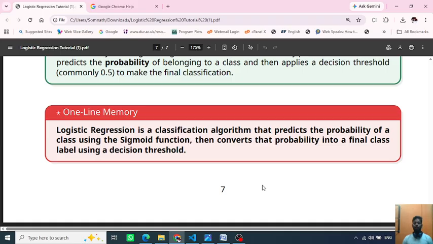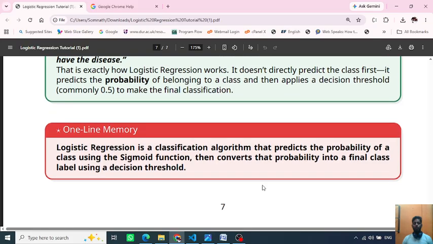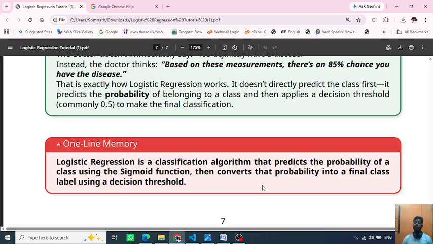So that's all for today. And in the next lecture, I will discuss the different loss functions, and how the calculation happens internally in logistic regression.